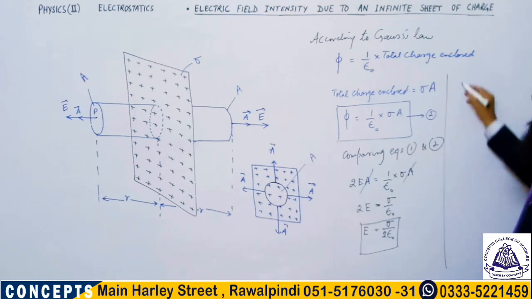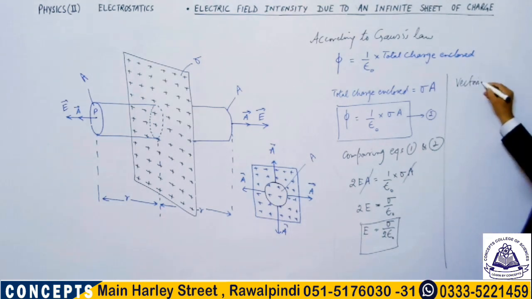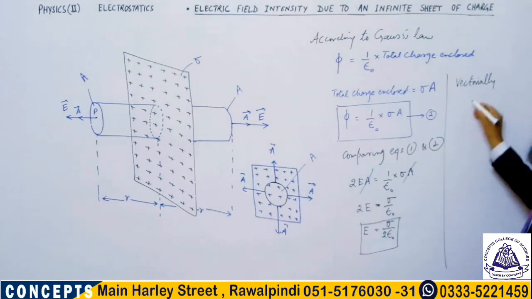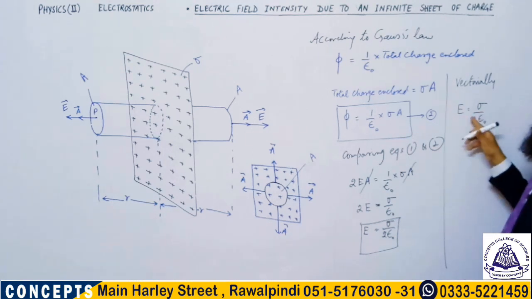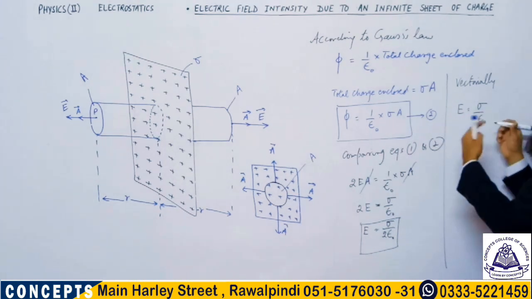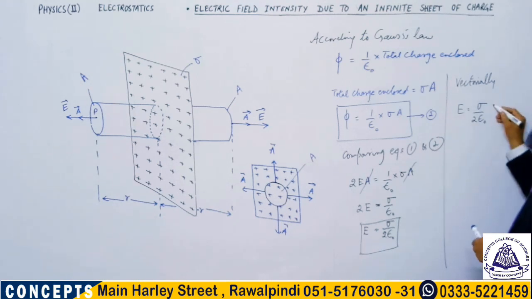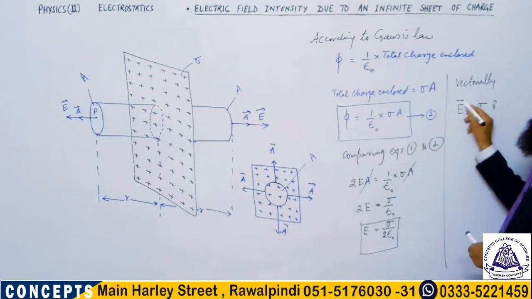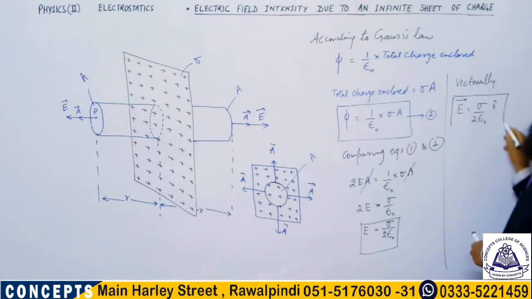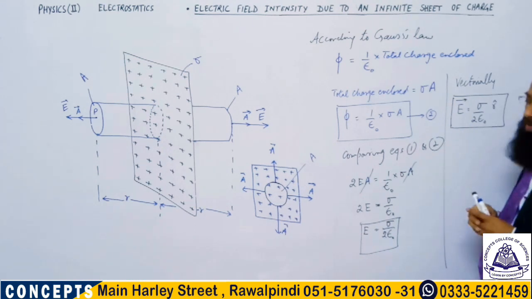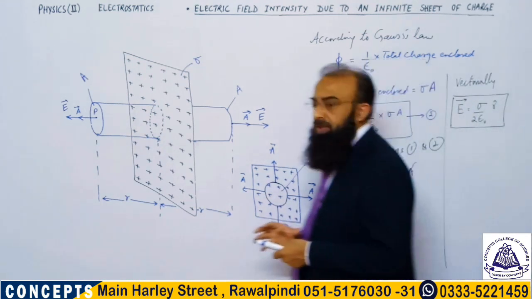Now this is the formula for the electric field intensity near this infinite sheet of charge at this point. Vectorially, as electric field is a vector quantity, we can write this electric field in vector form as sigma over 2 epsilon naught, as this is the magnitude. So to make this a vector, we multiply a unit vector r with it, so this becomes the electric field intensity near an infinite sheet of charge.